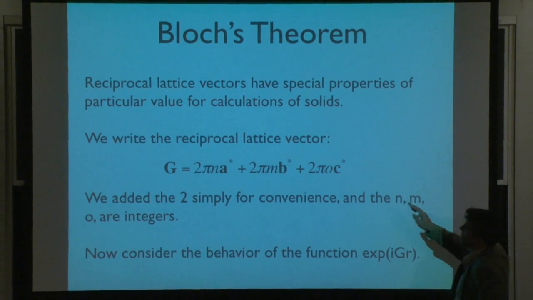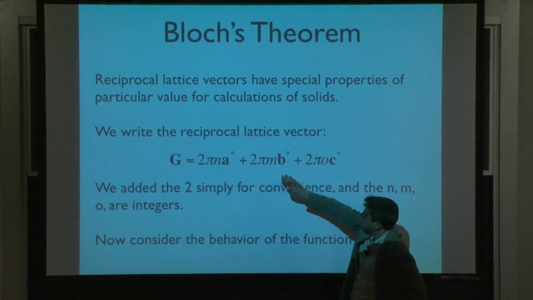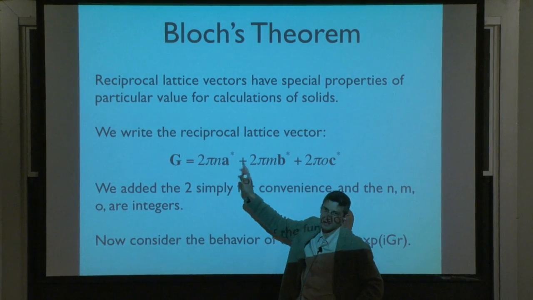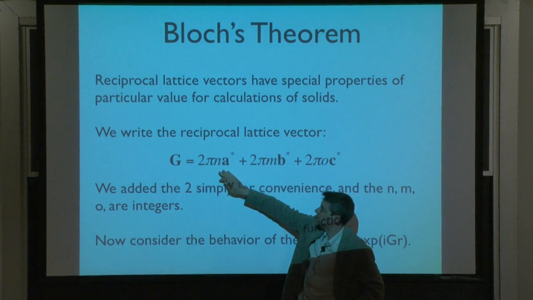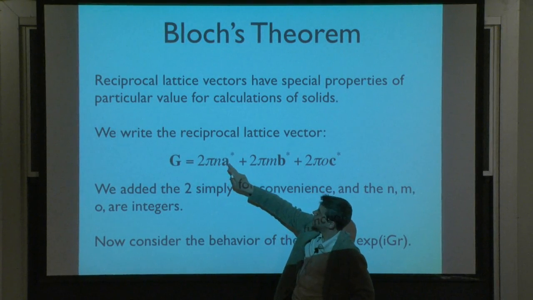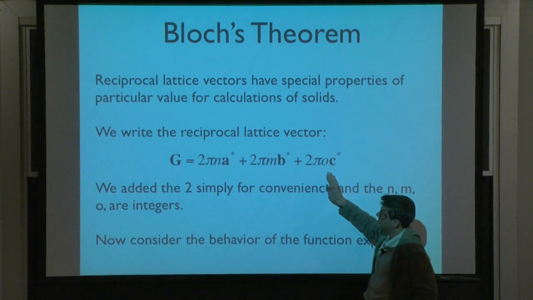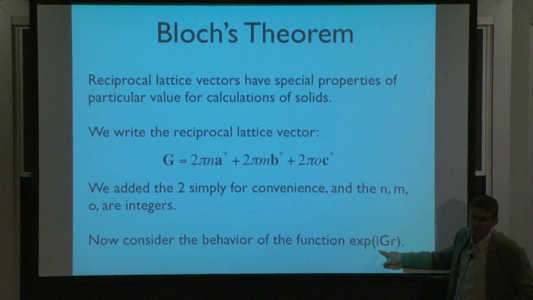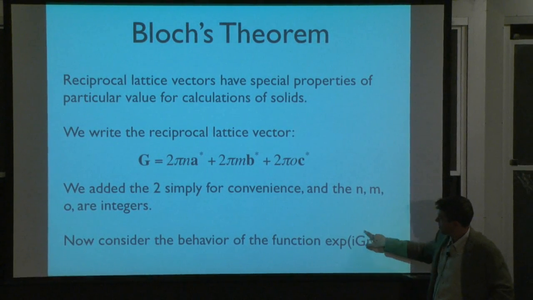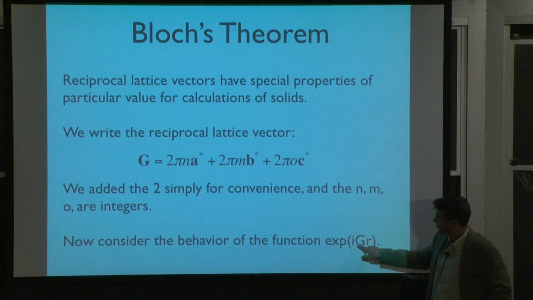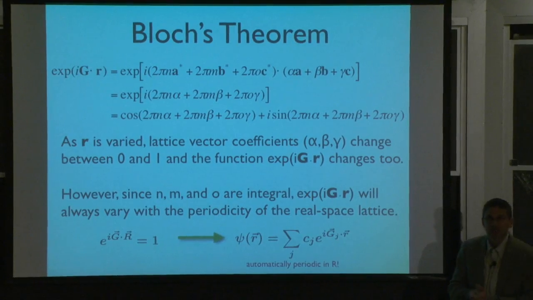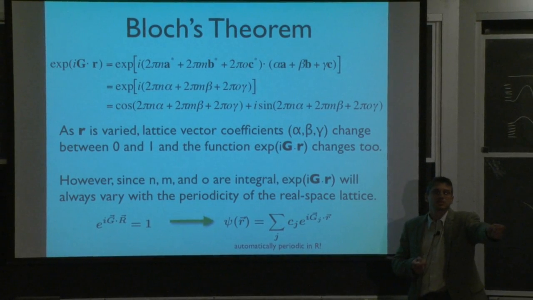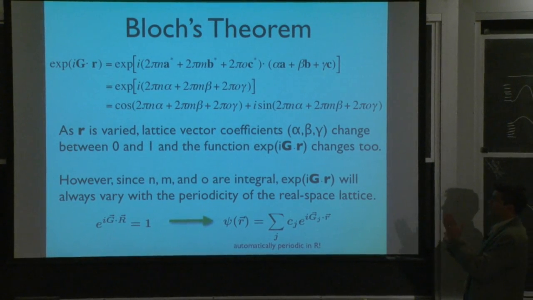Okay? So if you write the reciprocal lattice vector like this, 2 pi, and the 2's are just there to make math a little easier. So you can write it however you want. This is that integer. There's the reciprocal lattice vector. If you write it like that, then if you take this exponential, which I've already sort of alluded to before, and you do that explicitly out. Okay, so R is a vector in real space.